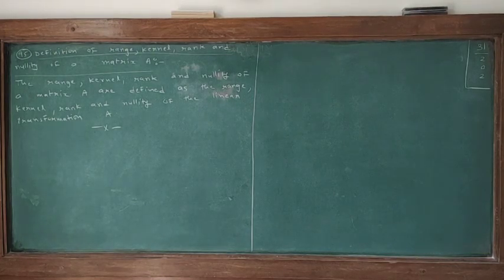One definition on the board, check it. Definition of range, kernel, rank and nullity of a matrix A. The range, kernel, rank and nullity of a matrix A are defined as the range, kernel, rank and nullity of the linear transformation A. That means the linear transformation which is associated with matrix A. It is not written that, but it means that.